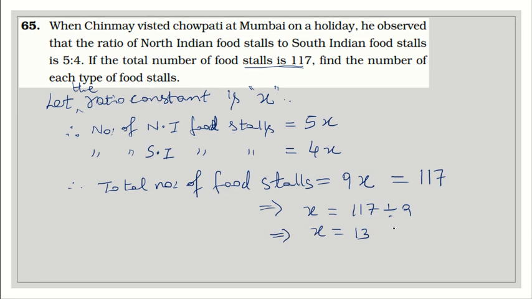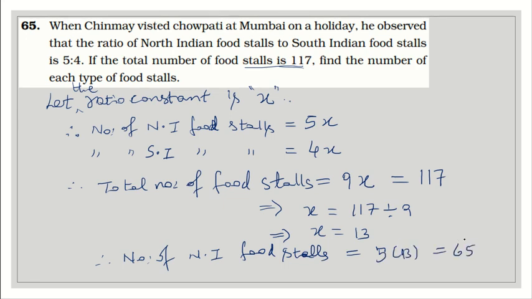So when x equals 13, now we can conclude the number of North Indian food stalls is 5 times 13. So 5 times 13 is 65. There are 65 North Indian food stalls, and the number of South Indian food stalls is 4 times 13, which is nothing but 52. So this is how we solve this question.